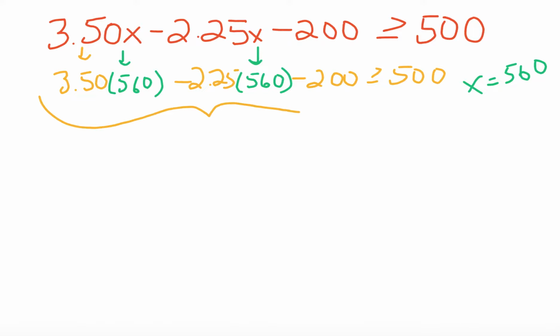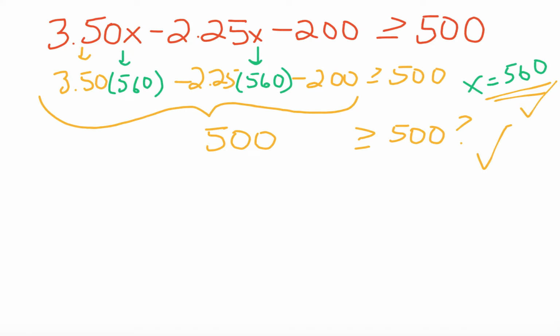You can type this entire thing into your calculator just the way it is to check. And I'm going to do that right now. And if you typed it in correctly, you should get that this whole thing is equal to 500. Is 500 greater than or equal to 500? Yes. So this value does satisfy this inequality, which means that 560 burgers would be a totally valid number of burgers to sell in order to meet Ronald's financial goal.